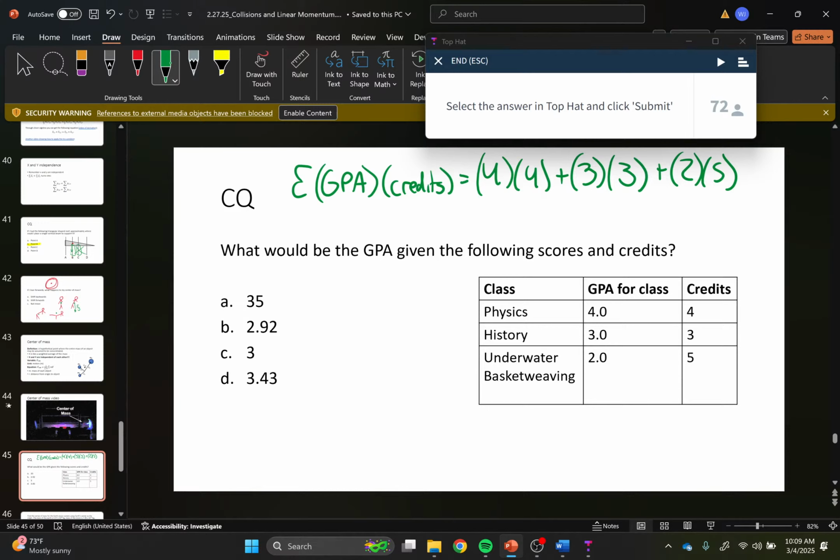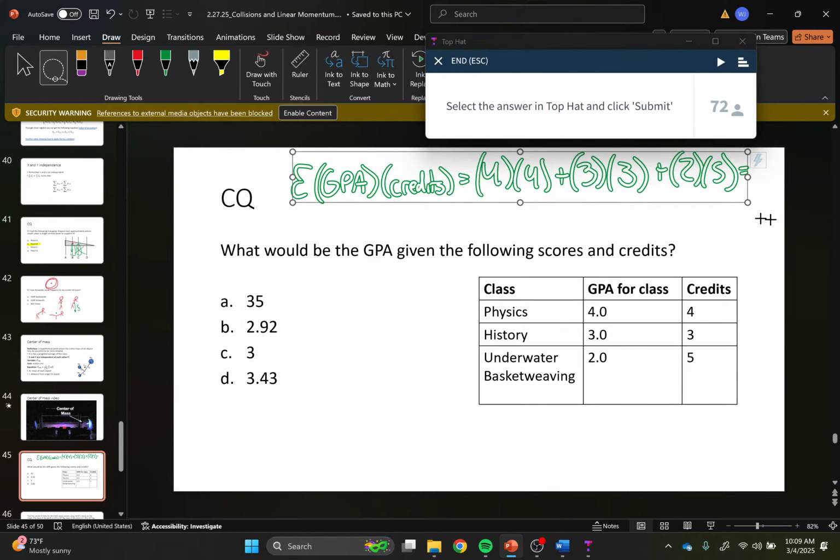Now, go ahead and calculate this. Eventually, I'll open up the Top Hat one. I'll give you all a few moments to calculate this. You tell me what we're going to get.